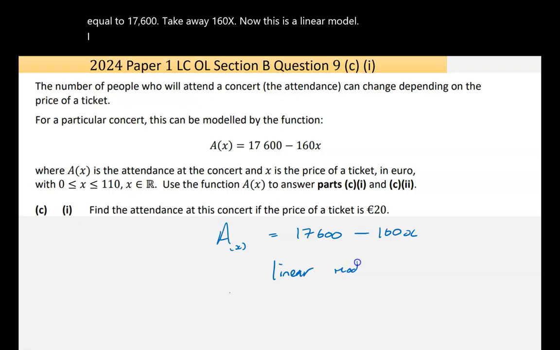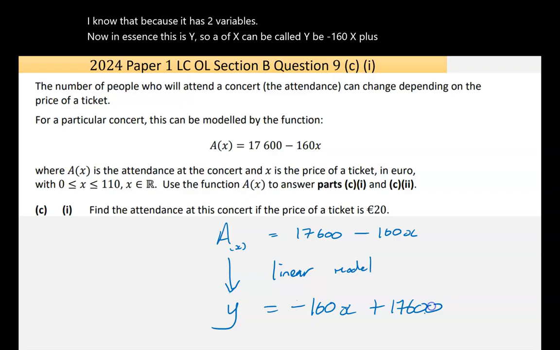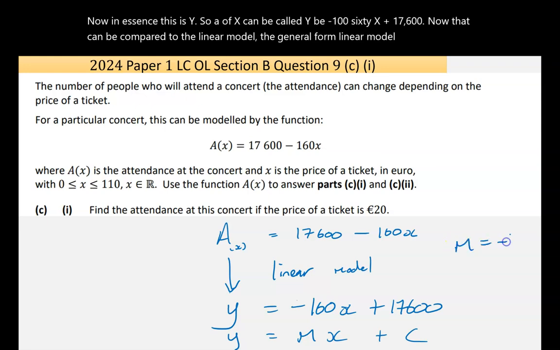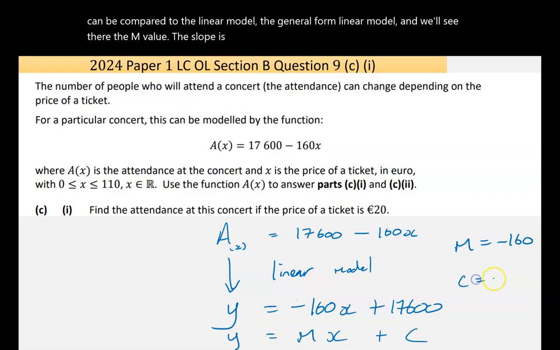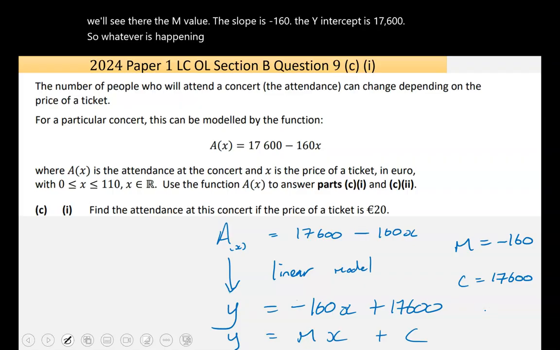I know that because it has two variables. Now, in essence, this is y, so A of x can be called y, y equals minus 160x plus 17,600. Now, that can be compared to the general form linear model, and we'll see there the m value, the slope, is negative 160. The y-intercept is 17,600. So whatever's happening, as x gets bigger, y goes down by 160. So it's dropping pretty dramatically.